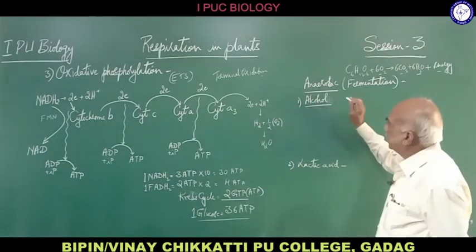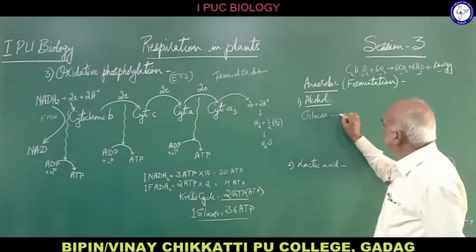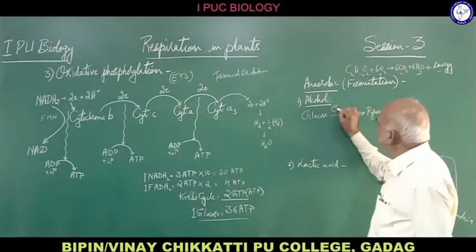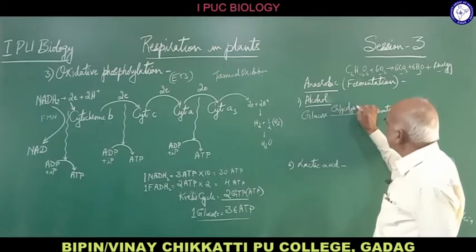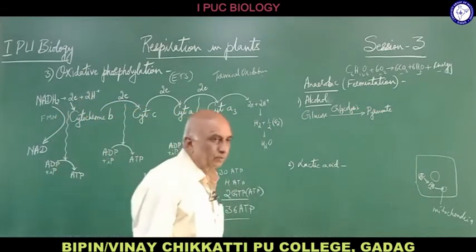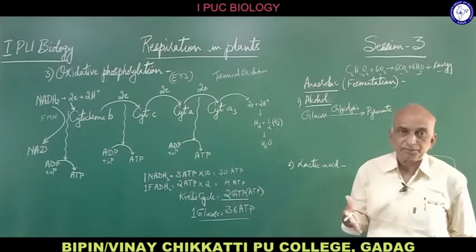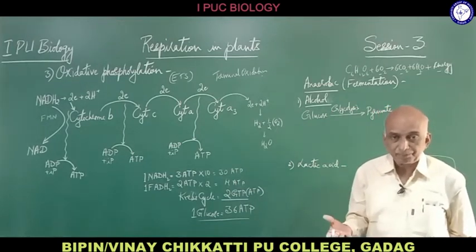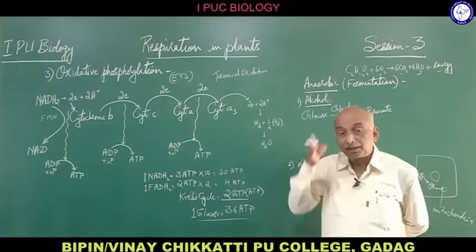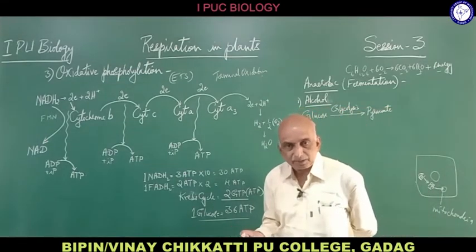Now in alcohol fermentation, what happens? Glucose is converted into pyruvate. Glycolysis takes place here also, the same sequence of reactions we studied in aerobic respiration. Glucose is converted into glucose 6-phosphate, then into fructose 6-phosphate, then fructose 1,6-biphosphate. Now this fructose 1,6-biphosphate undergoes cleavage. It splits to form triose phosphates, glyceraldehyde 3-phosphate, which may convert into its isomer dihydroxy acetone phosphate.